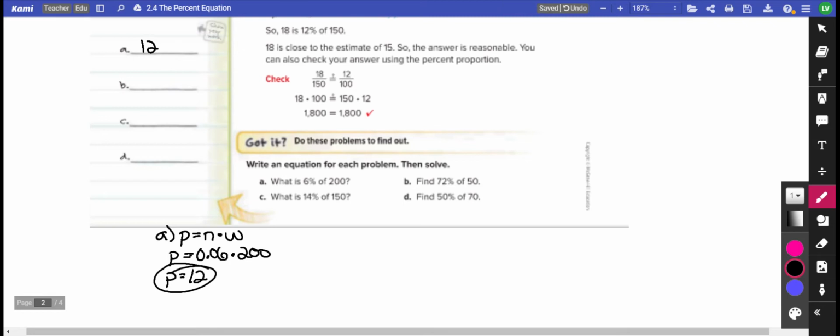Letter B, find 72% of 50. So our part equals our percent times our whole. Part equals 72%, which is 72 hundredths, times our whole of 50. So 50 times 72 hundredths is 36. So the part is 36 for letter B.